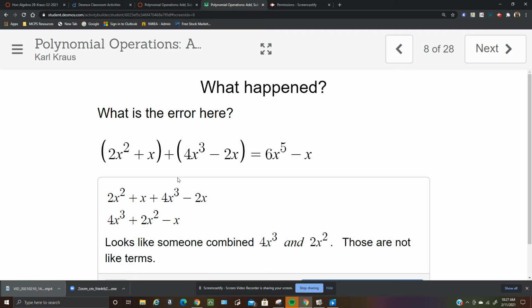What's the error here? If I add these together, I should get 4x cubed plus 2x squared minus x. Looks like someone combined 4x cubed and 2x squared and got 6x to the fifth. So they added these two numbers and added the exponents, but these are not like terms, so you can't combine them.